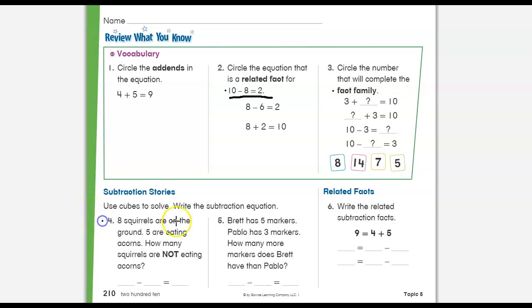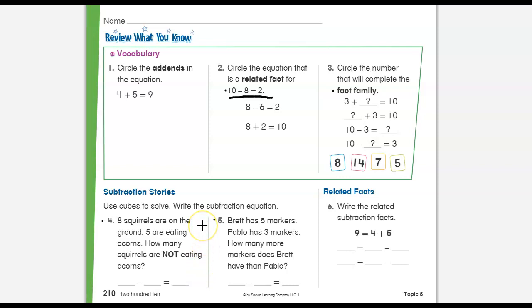For numbers 4, 5, it says that you can use cubes to solve. So if you don't have cubes at home, that's okay. You can also use counters, coins, or even just draw circles on your paper. So it says, write the subtraction equation. So for number 4 and number 5, we are writing two subtraction equations.